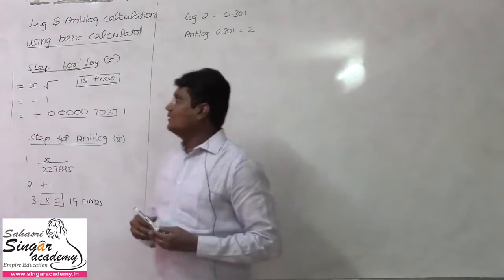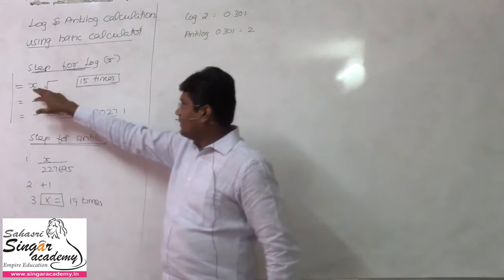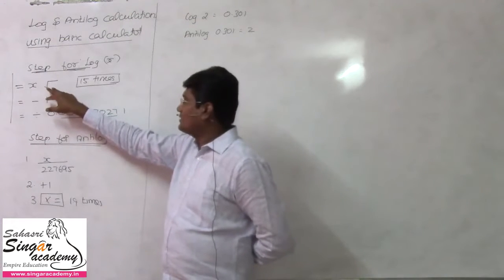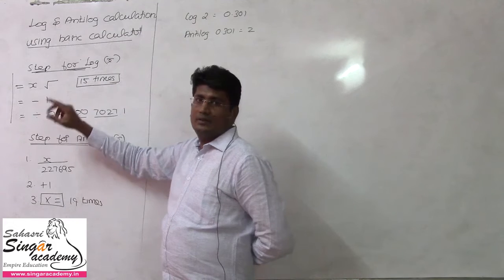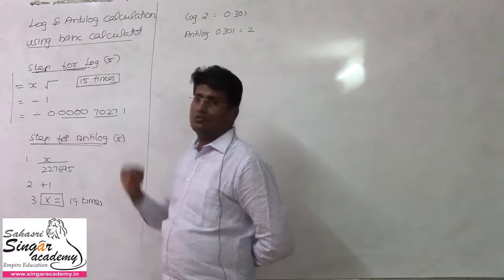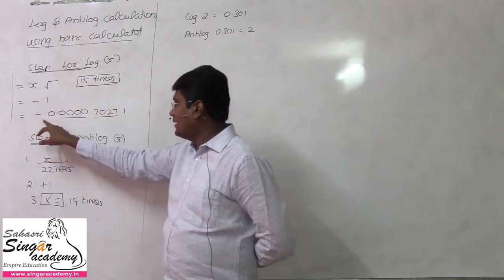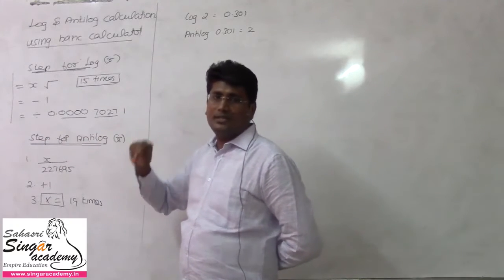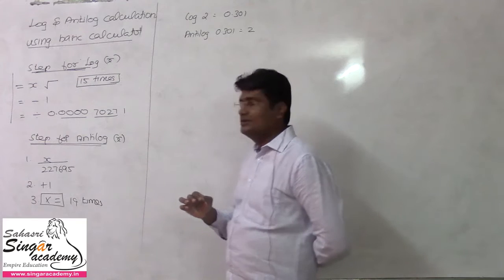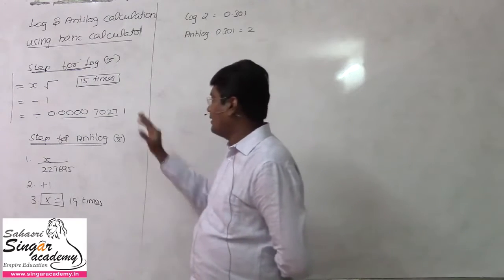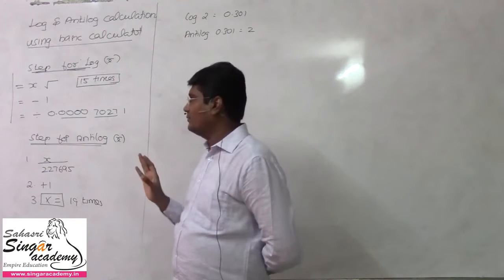Log of x: to calculate the log, whichever number you want to calculate, you have to press the root 15 times. After pressing 15 times, you have to subtract 1. Whatever value you get from there, divide by this special number 0.000070271, and you will be getting the log value.